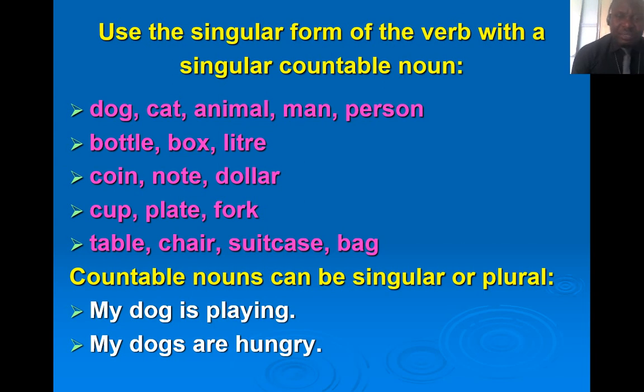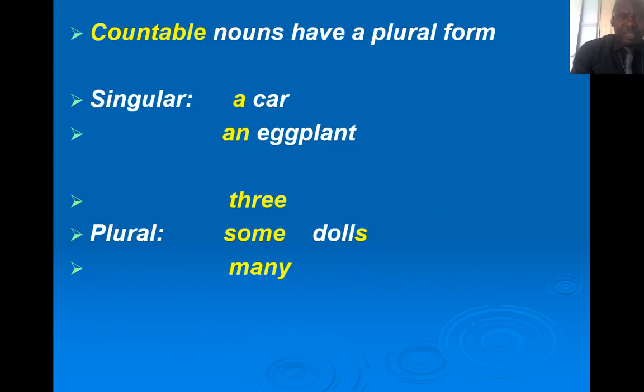Now, countable nouns can be singular or plural, like we said at the onset. Look at these examples. My dog is playing. Here, you're talking about one dog, as the verb is singular, is. Here, my dogs are hungry. Here, the noun is in plural form, dogs, more than one, as the verb are is used to make way for subject and verb agreement.